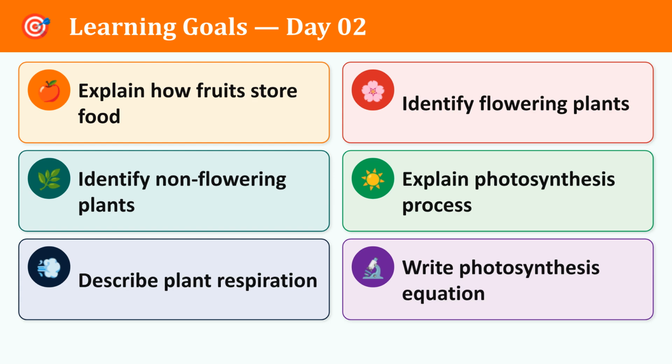Before we start, let's look at today's learning goals. By the end of this lesson, you should be able to explain how fruits store food, identify flowering and non-flowering plants, understand why plants are called autotrophs, explain the process of photosynthesis, describe respiration in plants, and write the photosynthesis equation. Keep these goals in mind as we move through today's lesson.